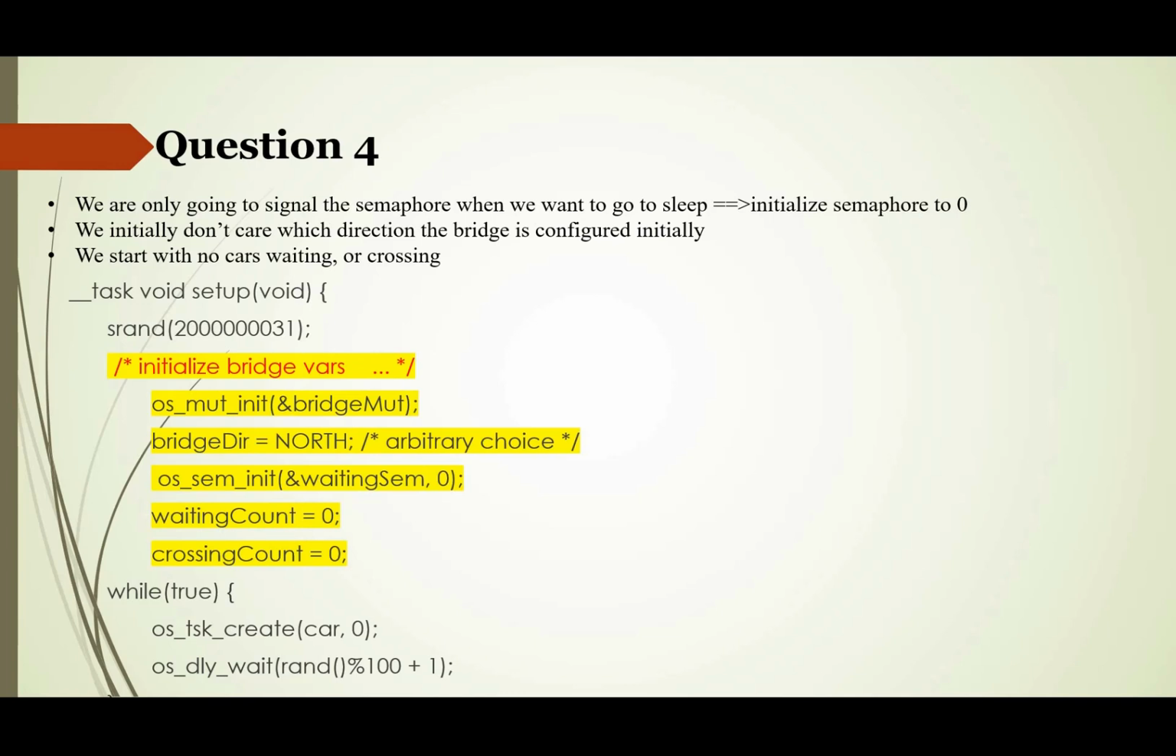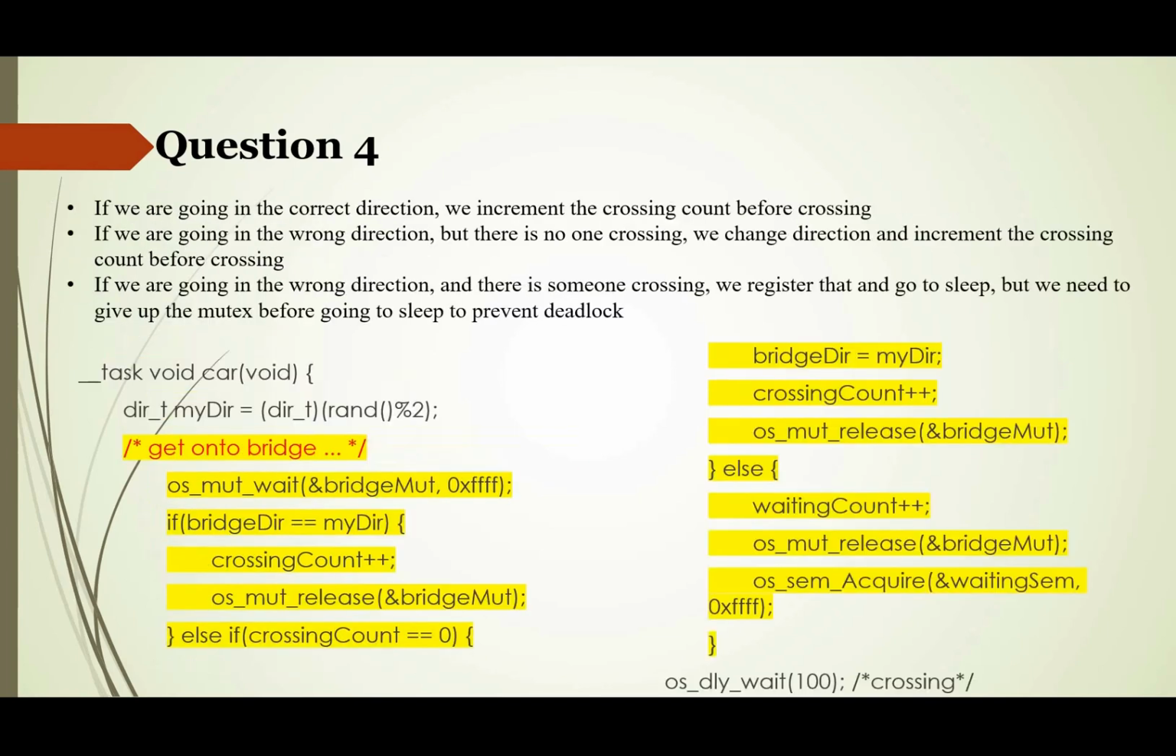So we have the mutex for bridge mutex, then we have the direction, which we arbitrarily choose to be north. Then we have a semaphore for waiting, which will be initialized with 0 as explained. Waiting count and crossing count will be 0, and they will be changed according to what the threads do, right? Okay. The next part would be get onto the bridge.